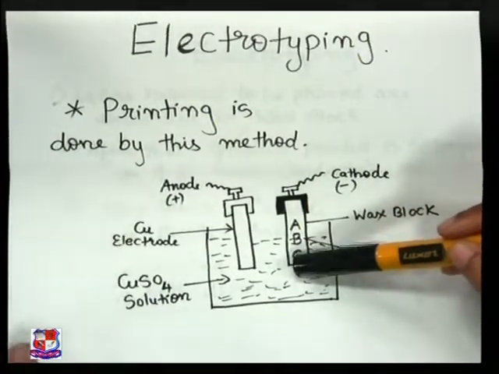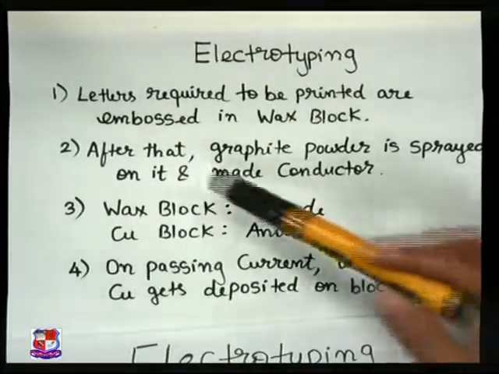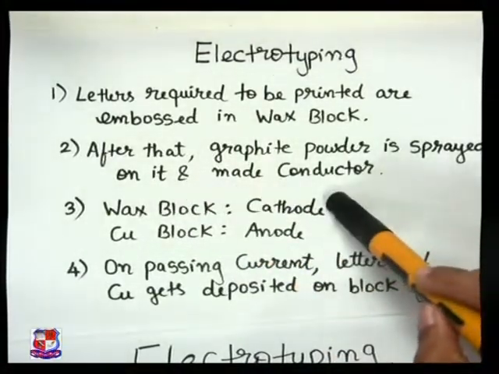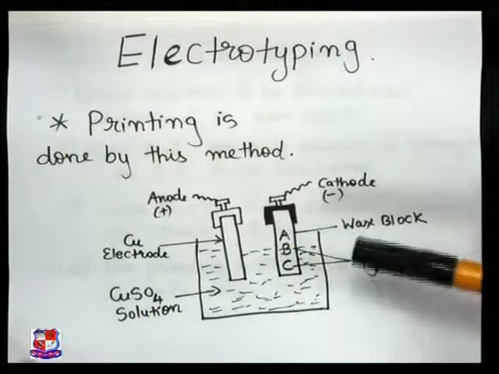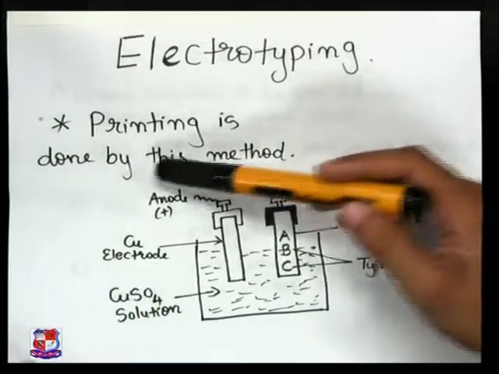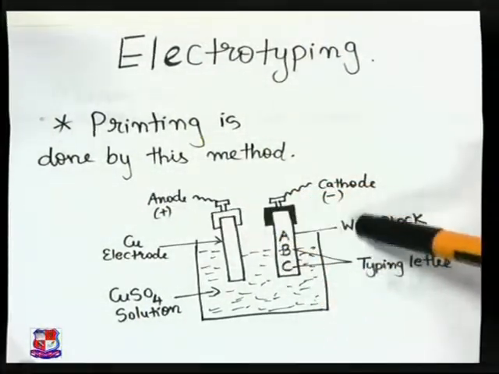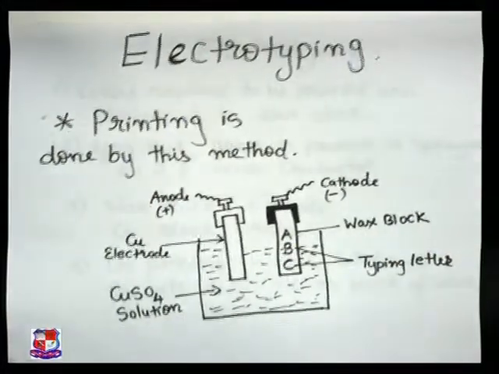Then what will I do? Look at the third step. What does it say? The block wax is acting as a cathode, copper block is acting as an anode. If you see here in the diagram, here is your copper block that is acting as your anode, here is a wax block that is acting as your cathode in the diagram.